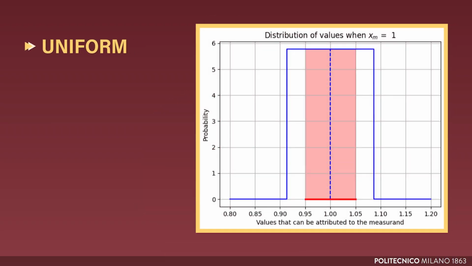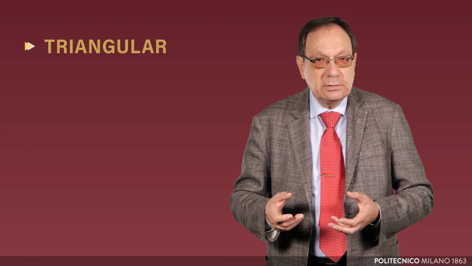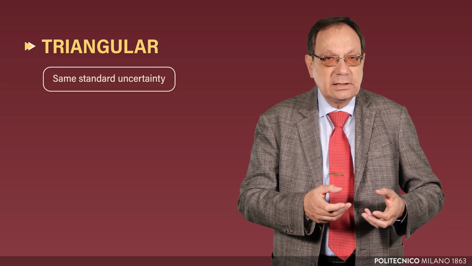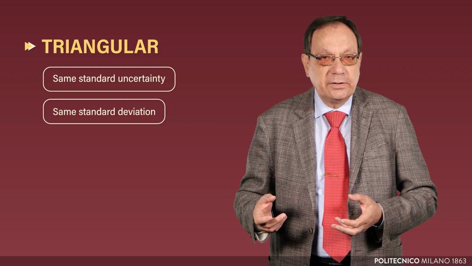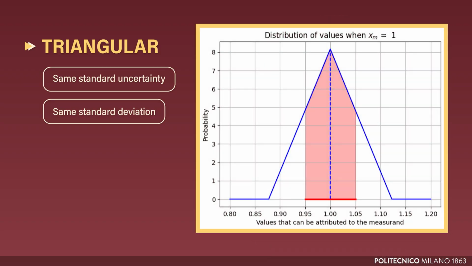It is intuitive to understand that this probability depends significantly on the probability density function. In fact, if we consider a uniform probability density function like the one shown in the figure with the same standard uncertainty, the coverage probability, still represented by the area shaded in red, is equal to 57.74%. Finally, to better understand the effect of the probability density function, let's consider a triangular function, again with the same standard uncertainty and therefore the same standard deviation, as shown in the figure. In this case, the same interval has a coverage probability of 65%.